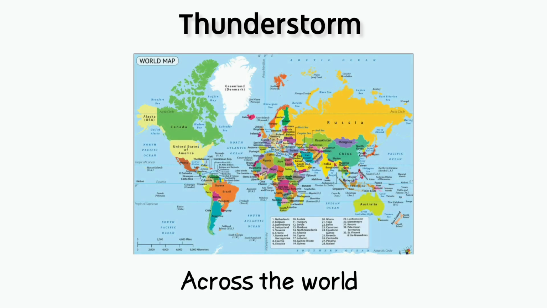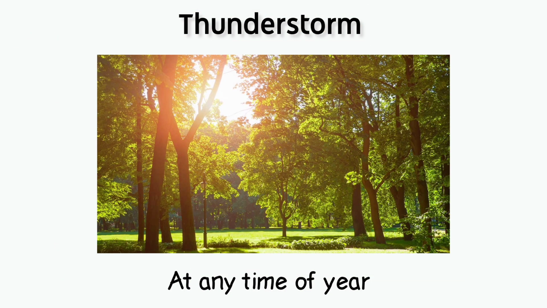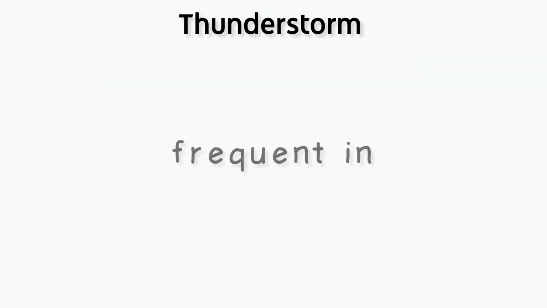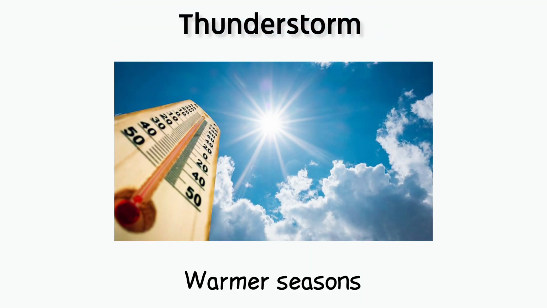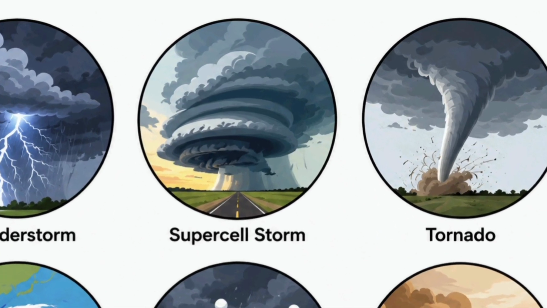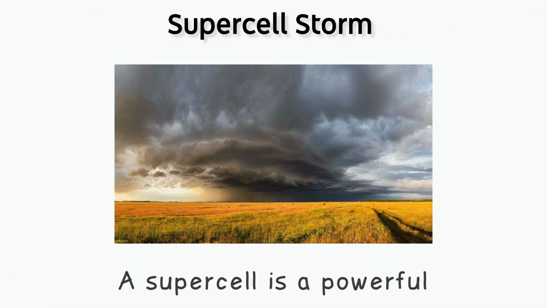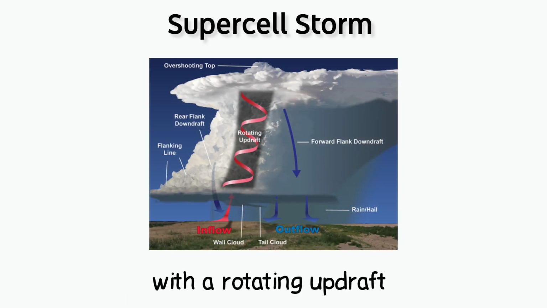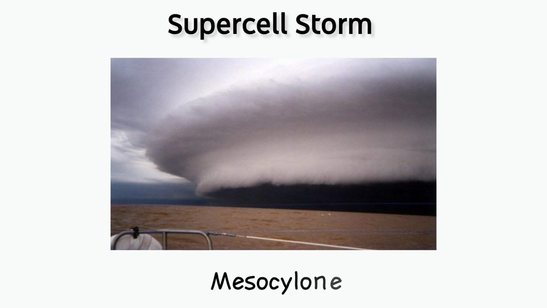They are found across the world and can appear at any time of year, though they are most frequent in warmer seasons. Supercell Storm. A supercell is a powerful thunderstorm with a rotating updraft called a mesocyclone.